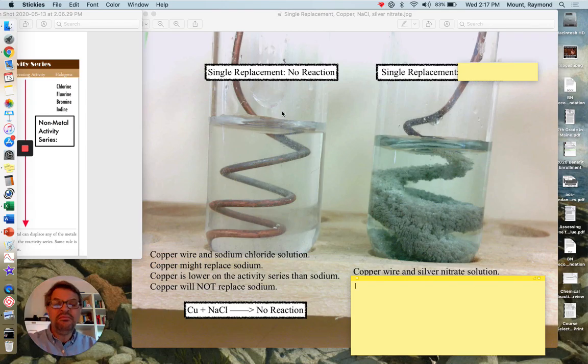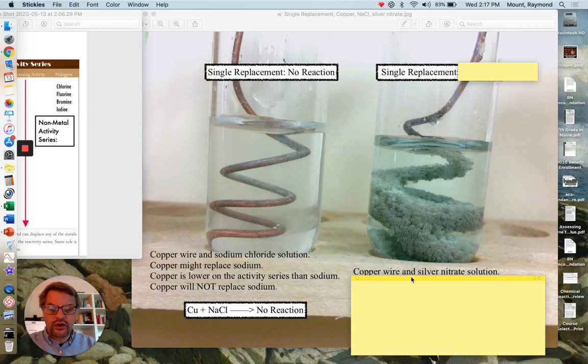This is a picture of copper wire sitting in salt water. It just sits there. It doesn't do a thing. I think when I took this picture, it had been sitting for several days. Not a thing. No reaction. All right, one more here.